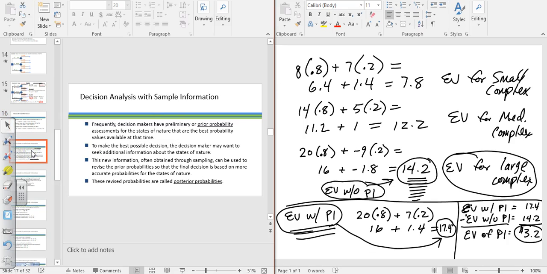So decision analysis with sample information. This will be the next part. It gets a little trickier. It takes it to the next level of decision trees. But essentially, sample information is supposed to be extra or maybe newer information. Most companies, whatever decisions they make, have some type of information. Maybe they have sales from the past, or maybe they have some research analysis from the past.